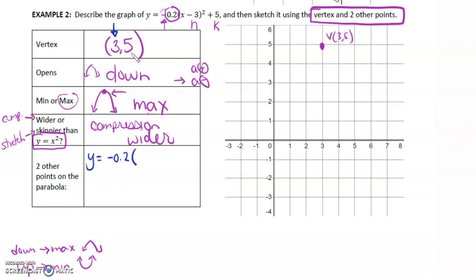Okay? So we want to choose a point that is maybe to the left of 3 and then to the right of 3. So if we look at 3 on this graph, a point to the left, usually what we do is two numbers to the left and then 2 numbers to the right. So let's go ahead and sub in 1. So 1 minus 3 squared plus 5.